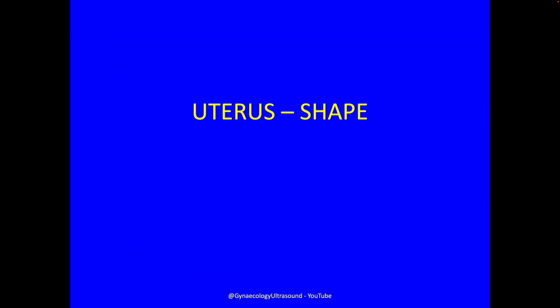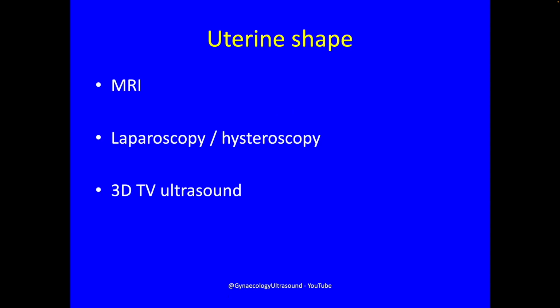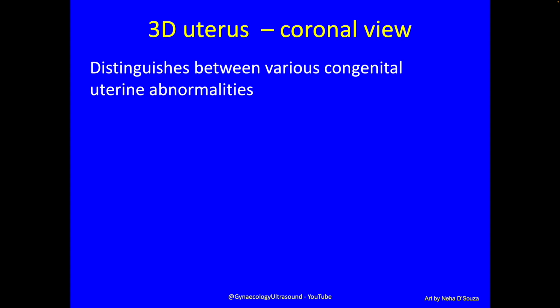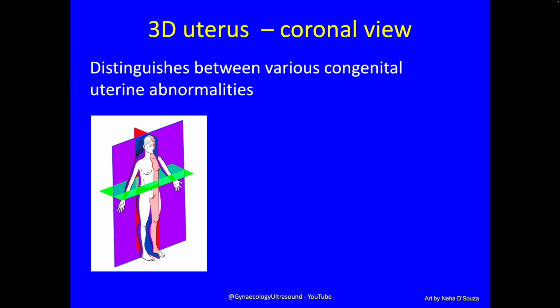The most important application for 3D is in deciding what shape the uterus is. You can decide what shape the uterus is on MRI or on a combination of laparoscopy and hysteroscopy, but 3D transvaginal ultrasound has shown to be extremely good at this. What you need to obtain is a coronal view, because that distinguishes between the various congenital uterine anomalies. The coronal view is the plane in purple in this image, which divides the body into a front half and a back half.